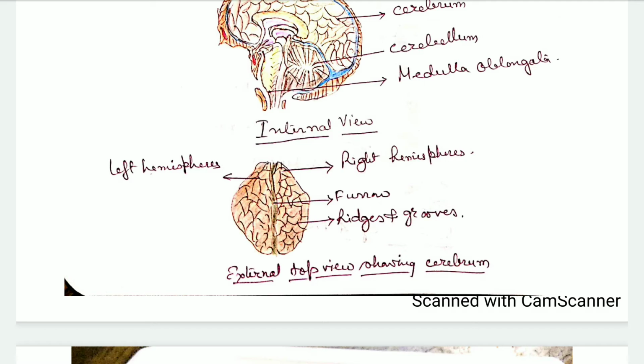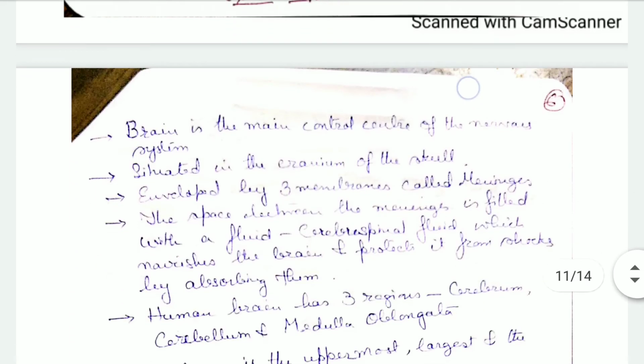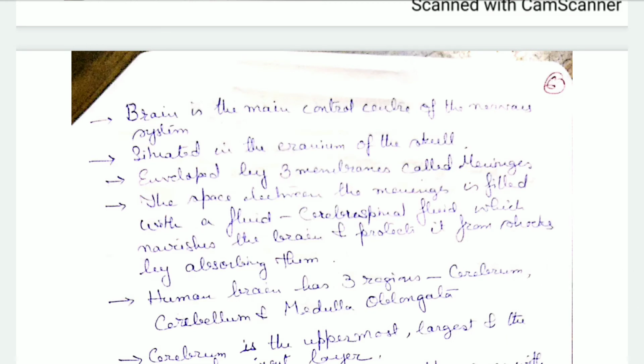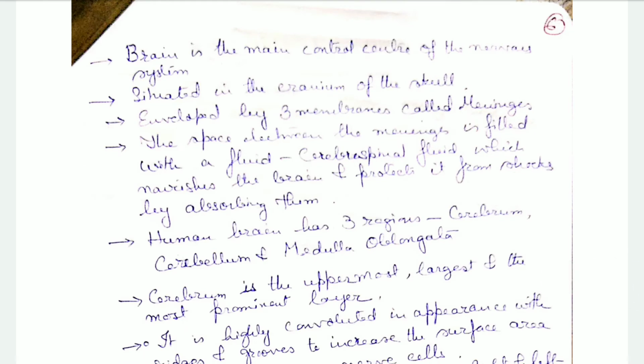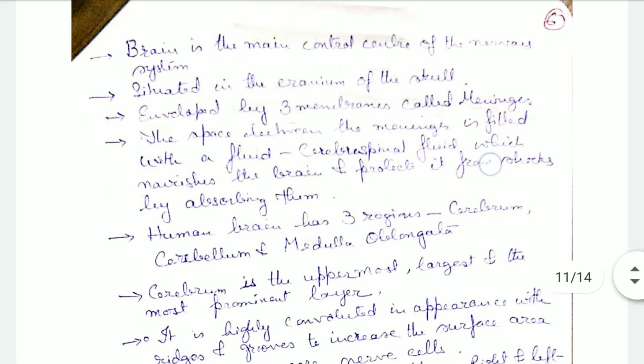See, the cerebrum has two hemispheres, left hemisphere and right hemisphere. There are lots of ridges and grooves in the cerebrum, and a furrow between the left and the right hemisphere. The brain is the control center of the nervous system. It is situated in the cranium of the skull, the brain box which protects it. It is enveloped by three membranes called meninges, and the space between the meninges is filled with a fluid known as cerebrospinal fluid, which nourishes the brain and protects it from shocks by absorbing them.